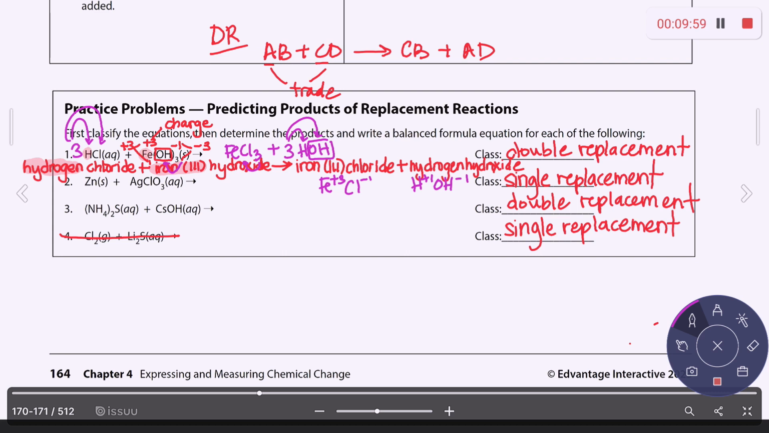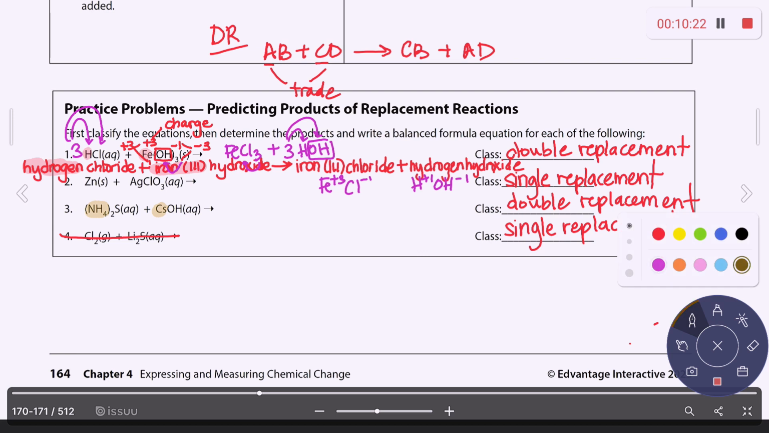Let's take a look at number 3. That's another double replacement, okay? So what should I highlight in number 3? What's going to switch? NH4 and what? CS. Okay. So I've highlighted those.